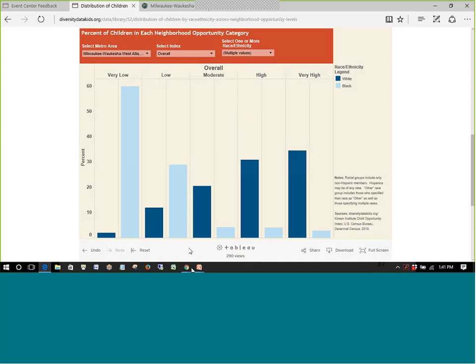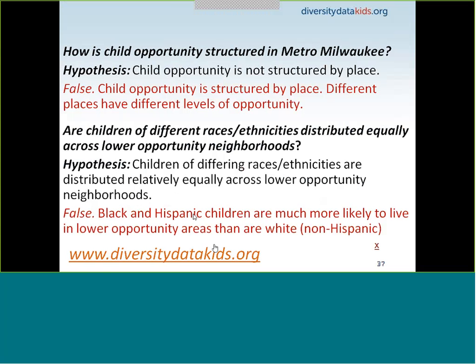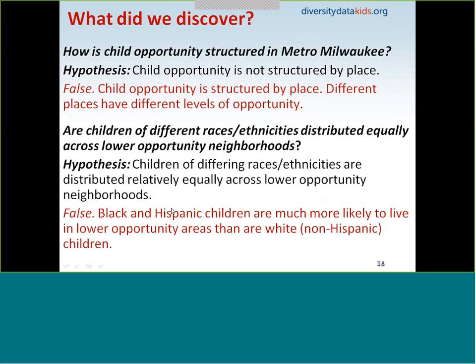So what have we learned so far? What did we discover? We wanted to look at how child opportunity is structured in Metro Milwaukee and hypothesized that child opportunity is not structured by place. But in fact, we found that to be false. Child opportunity there is very structured by place. There are dramatically different levels of opportunity across Metro Milwaukee, and in general, we find most of the lowest opportunity areas corresponding roughly to the city of Milwaukee.